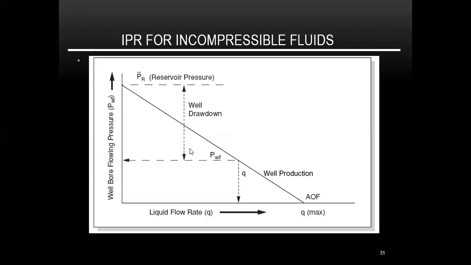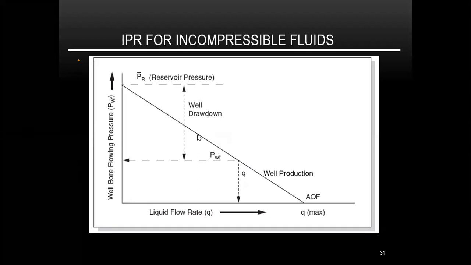Sir, did you say the surface flow rate and the tubing flow rate is directly proportional? Correctly. You see here, now liquid flow rate is increasing and the pressure is declining. In this graph, you can see that.